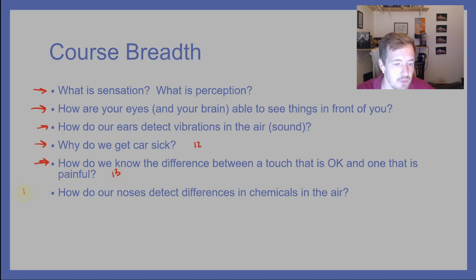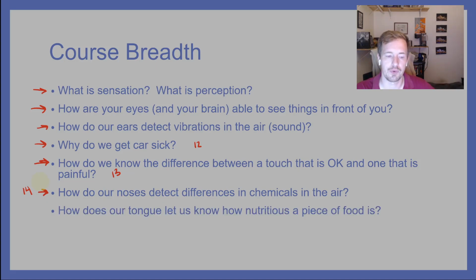In chapter 14, we're going to be talking about smell, which is how we are able to detect chemicals in the air around us, which is really fascinating to think about, that we're able to smell chemicals around us and interpret what is in the environment based on that chemical. And then finally, the last chapter, and my favorite chapter, is chapter 15, which is about taste. So how does our tongue communicate to us how nutritious or how bad for us a piece of food is?